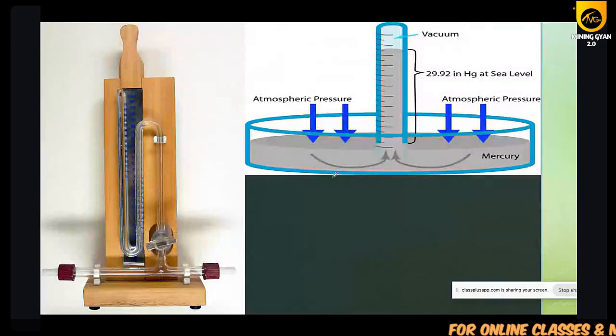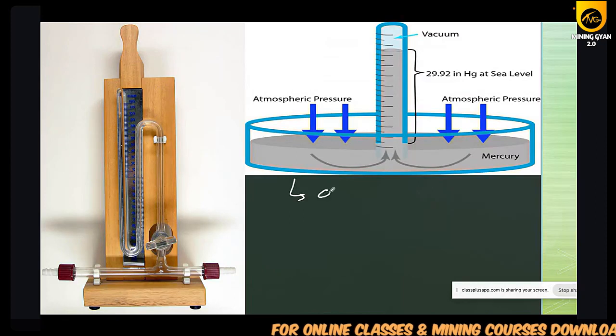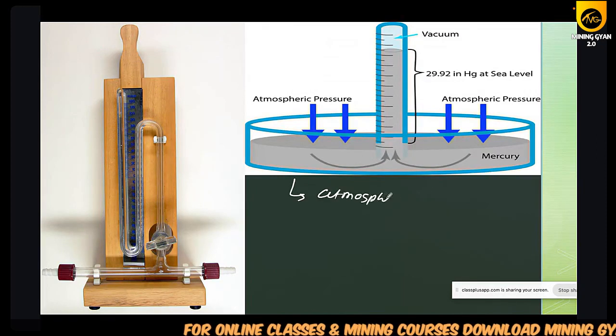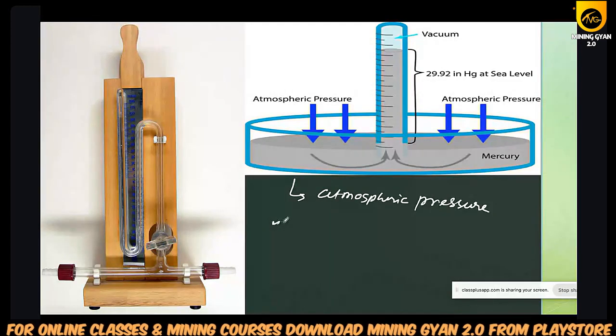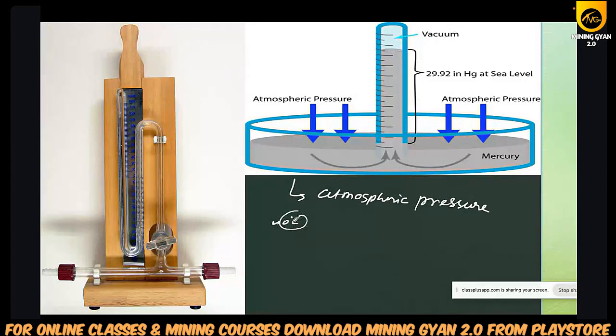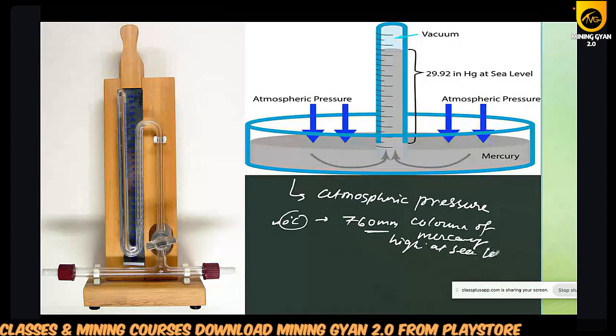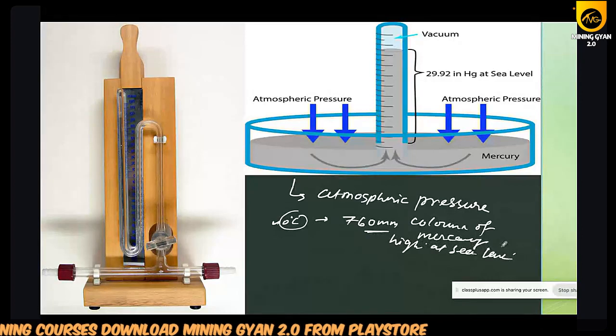And another instrument is the barometer. The barometer is used to find out atmospheric pressure. If the temperature is 0 degrees Celsius, the column of mercury is 760 mm high at sea level. This is the barometer we use for atmospheric pressure.